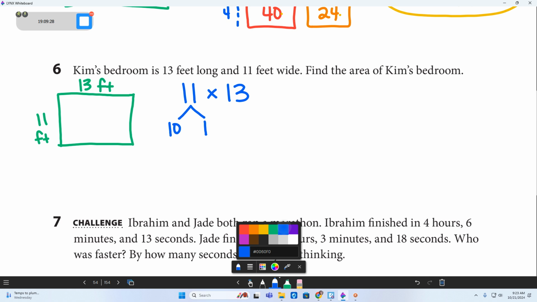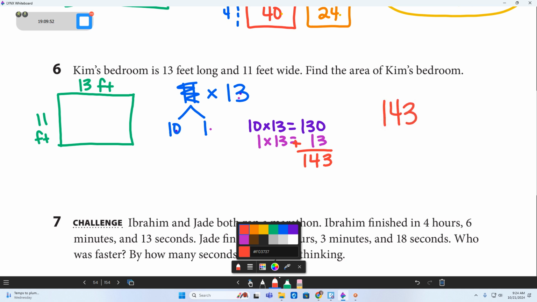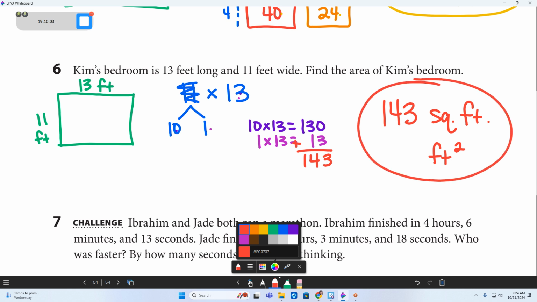So instead of 11 times 13, I'm going to do 10 times 13, which is 130. Right? Just add a 0. And then 1 times 13, which is 13. And then we just add it together to get a final answer of 143. So 143. And if you did an area model, you'll have gotten the same thing. 143 square feet. You could also write feet with a little tiny 2 after it because we did length and width. Okay, moving on.